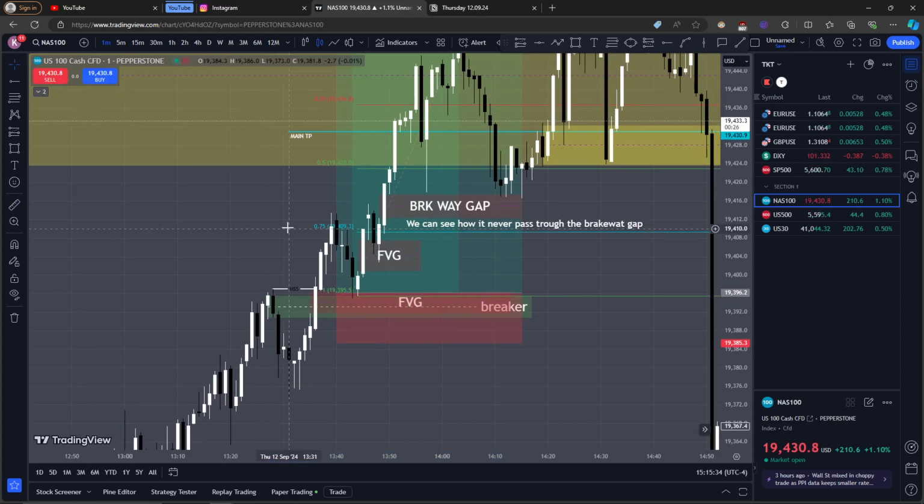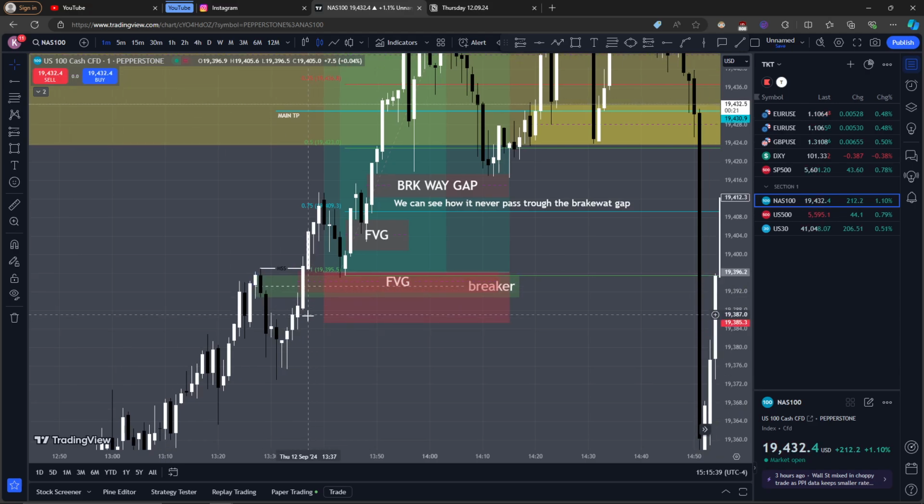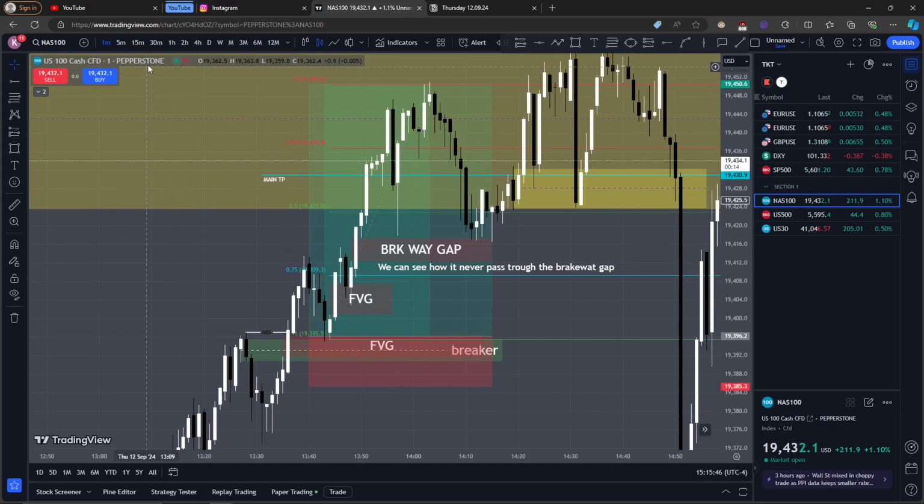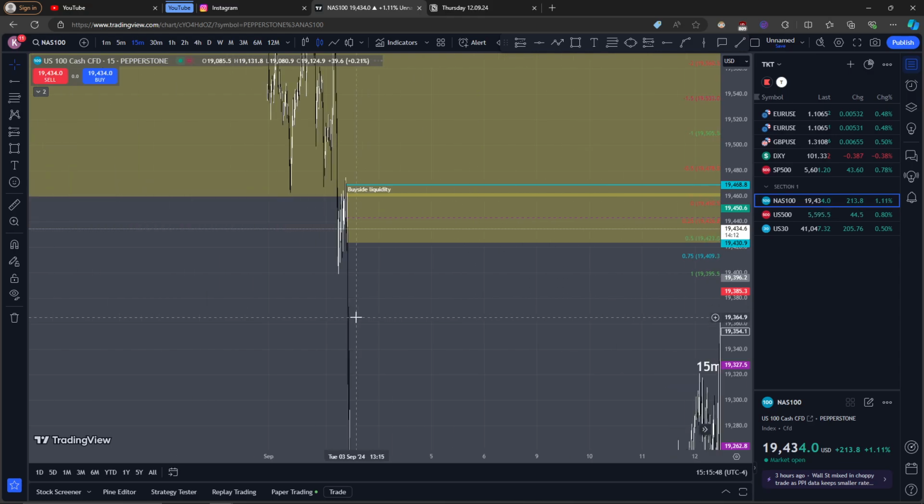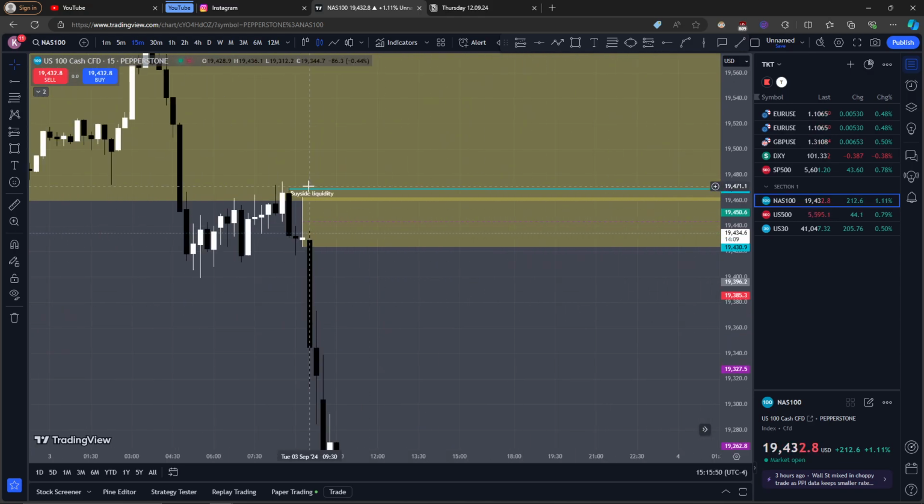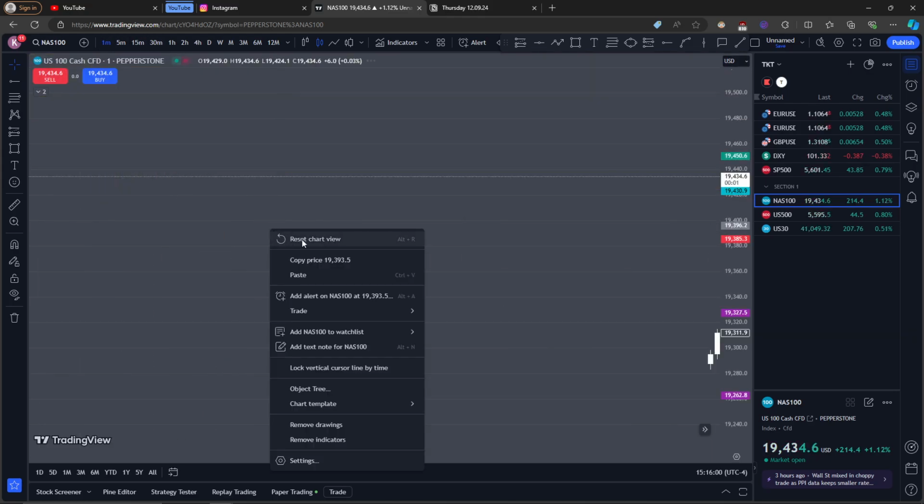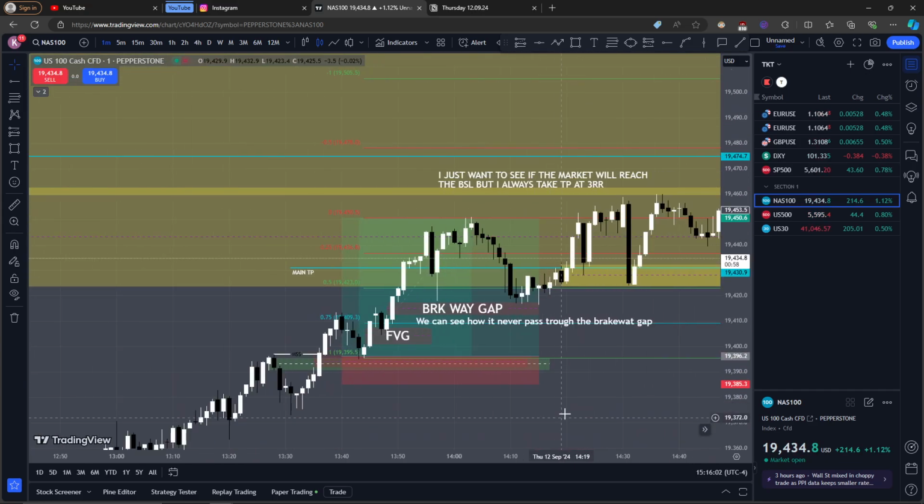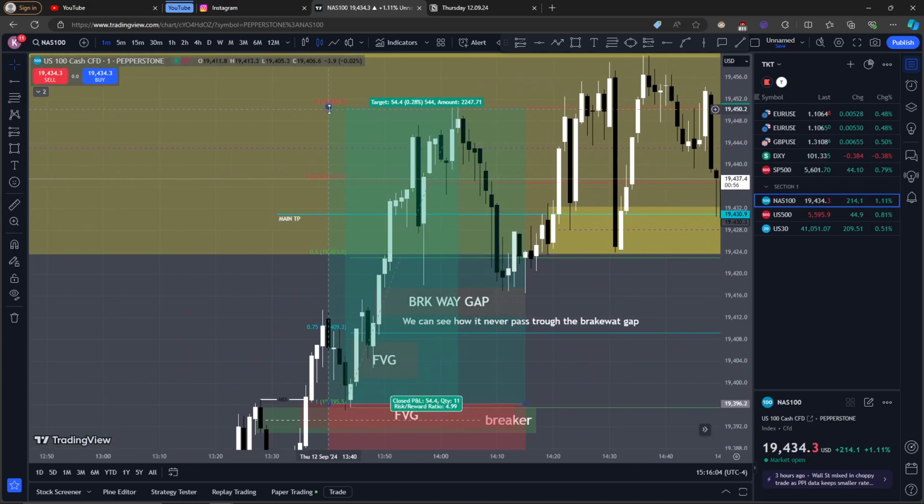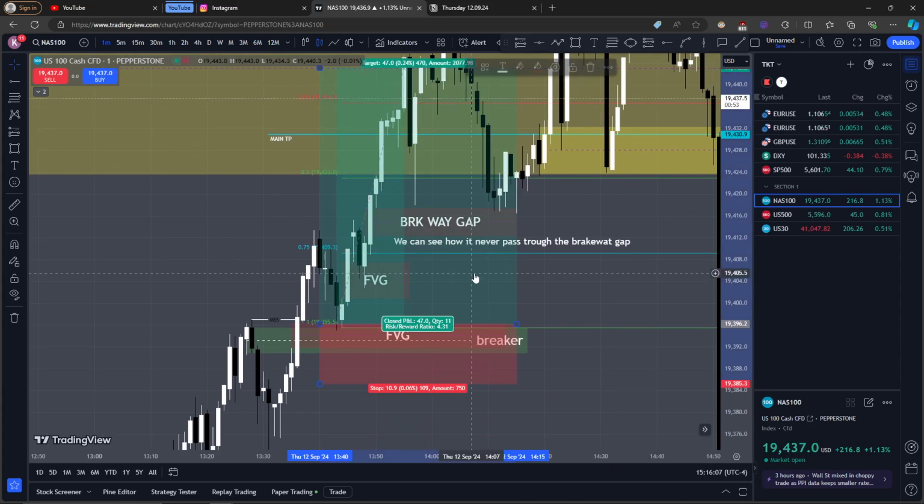It went up for like 190 ticks. Then it came back and retested the breaker and the fair value gap. I put my stop loss somewhere around here, below these two things, the breaker and the fair value gap. For my target, we had this 15-minute order block, which was more of a magnet, and I aimed for 50% of it. Basically it reached my target for a 1 to 4 risk reward.